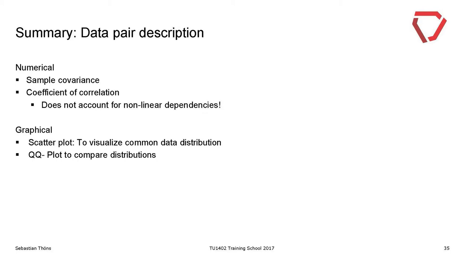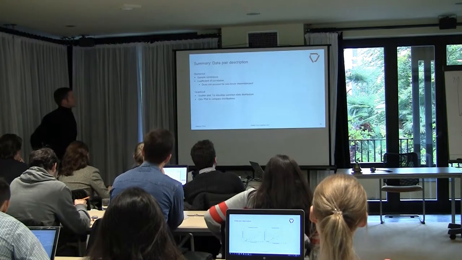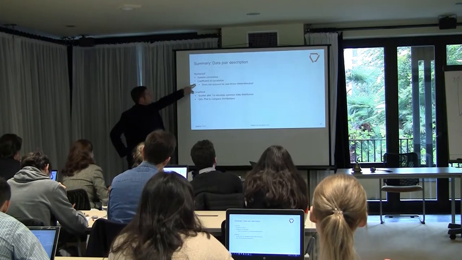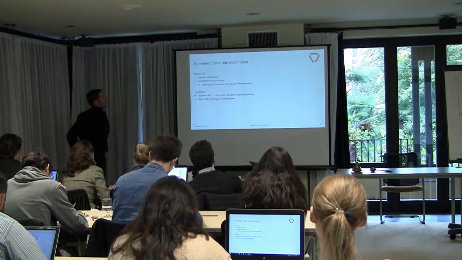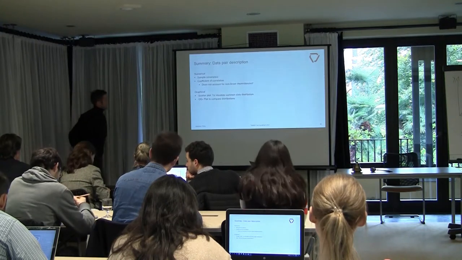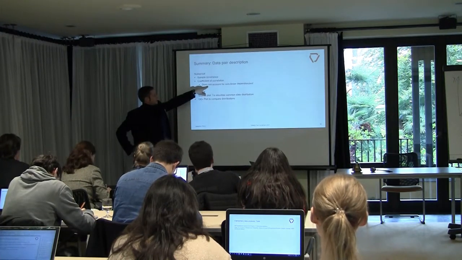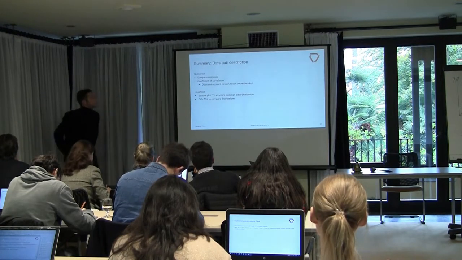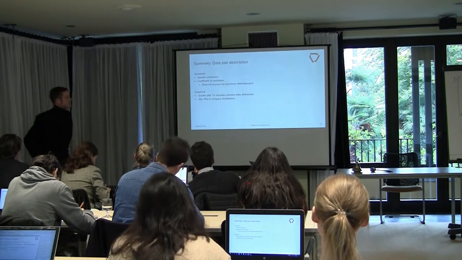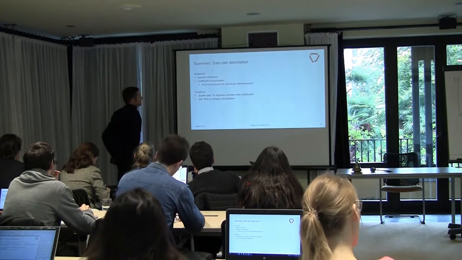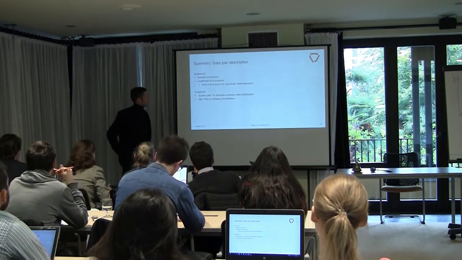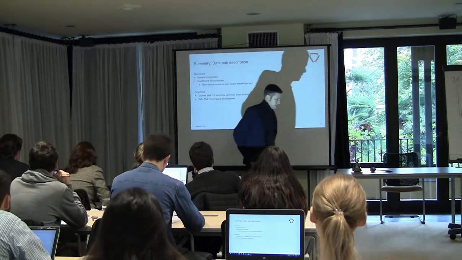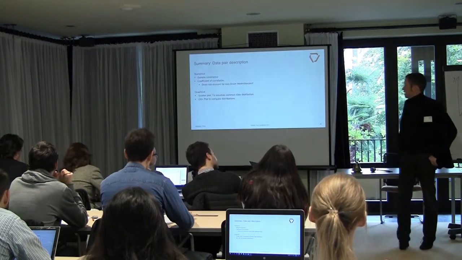So, the most important things for the data pair description are the numerical measures: the sample covariance, which is closely related to the variance, and the coefficient of correlation, which can be simply calculated out of the covariance. What we had in the lecture, we cannot identify nonlinear dependencies. We can identify bijective nonlinear dependencies with the Spearman rank coefficient of correlation. And we have these scatter plots and QQ plots to compare the data or the distributions.